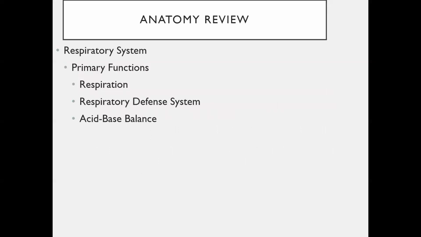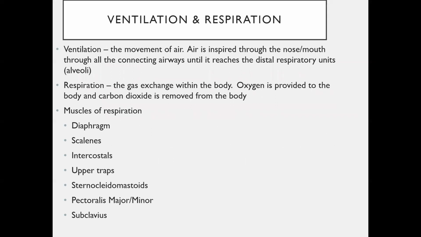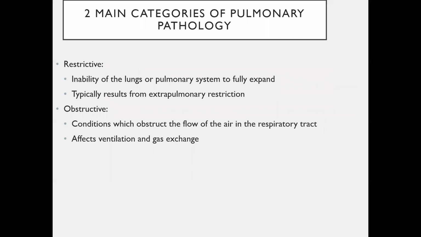The respiratory system's primary functions are respiration, the respiratory defense system, and the acid-base system. Ventilation and respiration, we talked about already. We already talked about the muscles of respiration. So restrictive and obstructive, I want to talk about. You need to get this down. This is one of the biggest things you're going to get with heart and lung problems, right?